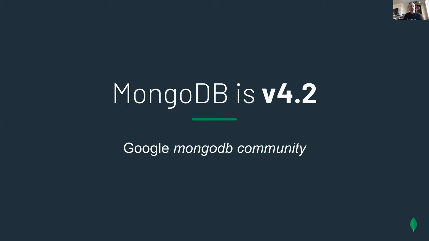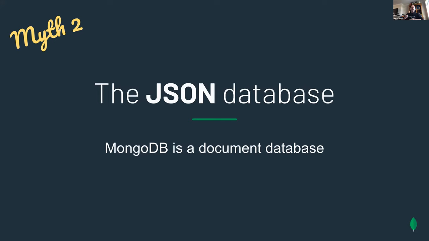If you want to install MongoDB, do not apt-get it, do not yum install it. Google MongoDB community and follow the instructions on the MongoDB website. You'll get the latest version, and we package it for all the major Linux distributions and for macOS and for Windows.